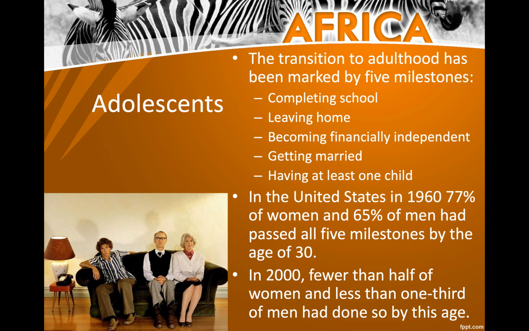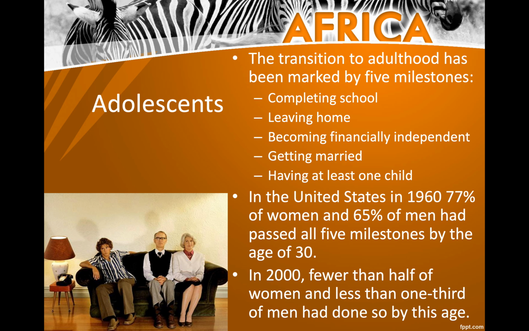In the United States in 1960, 77% of women and 65% of men had passed all 5 milestones by the age of 30. Looking at my two children, as soon as they completed high school, they both went away to college. My son went to Purdue and my daughter went to Nebraska Wesleyan. So they left home at 18. Becoming financially independent, both of them started work.